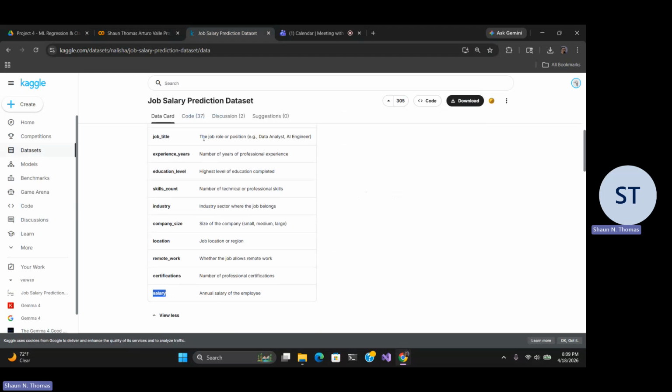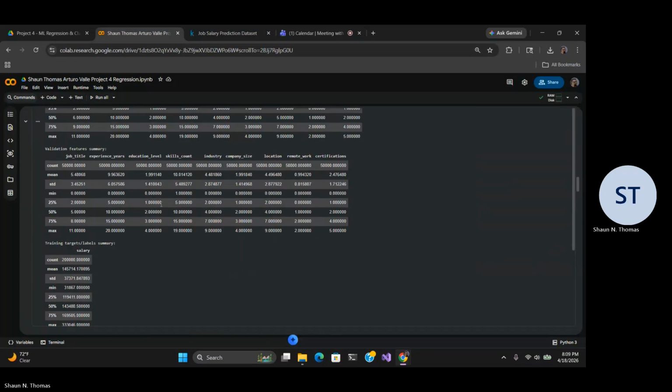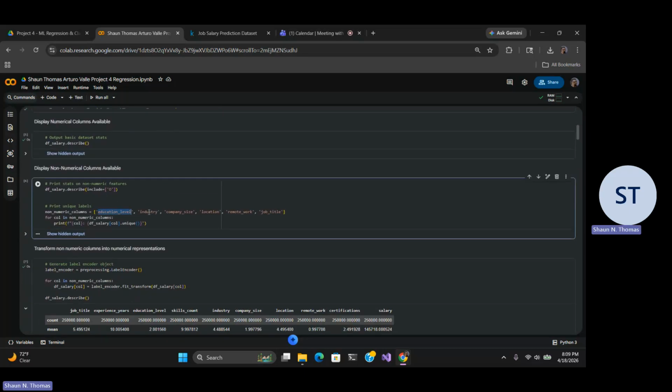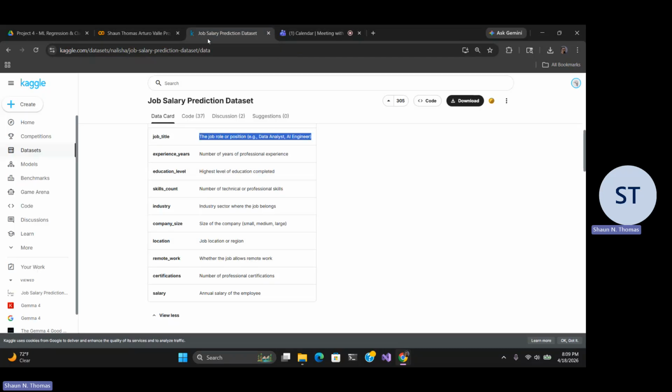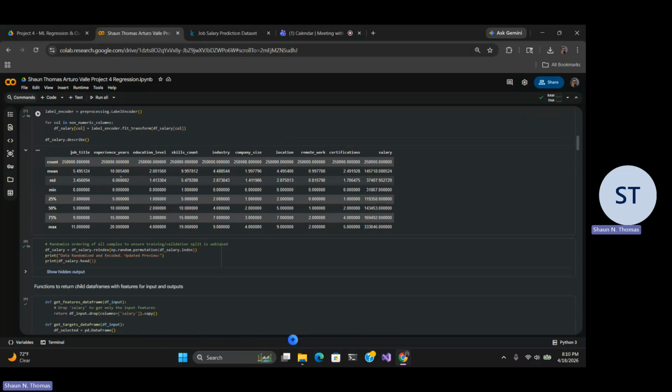So here we have job title, and this is a non-numeric value, and I believe I have a list of the non-numeric values. Education level, industry, company size, location, remote work, and job title. So these are all converted into numeric values so that we can run machine learning models on them. And like I previously mentioned, we're taking all these as inputs and getting the salary as the output or the predicted output. So each of these different fields will have some sort of impact on the predicted output.